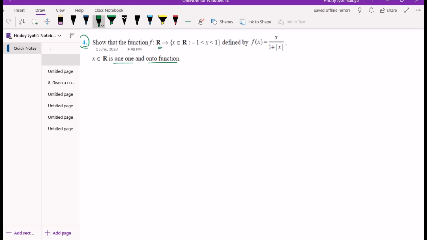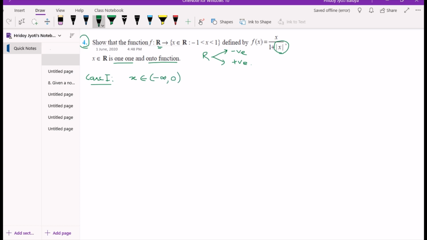So what we'll do here: the function involves this modulus function, right? So we'll try to bifurcate the domain, that is R, into two halves, one negative and the other positive. We'll make two cases and check for one-one and onto in both the cases. So let us start. We'll make case 1, when x is negative, that is x belonging to minus infinity to 0, where 0 is excluded.